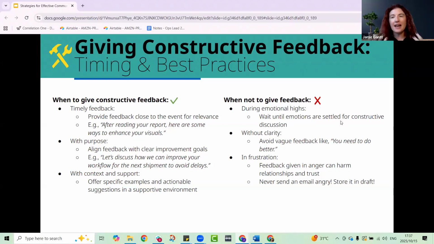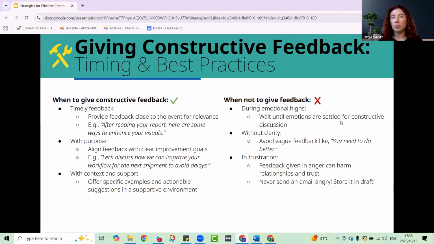Like, if you're feeling that kind of frustrated, wait until you calm down, then go give them the feedback. So that's what we mean by when to give feedback and when not to. And if you are going to give it, you want it to still be relevant. So don't wait like 2 months before you tell them.